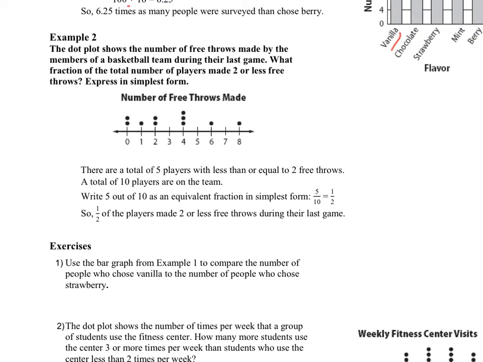Example 2. The dot plot shows a number of free throws made by members on a basketball team during their last game. What fraction of the total number of players made 2 or less free throws? Okay, 2 or less is going to have some big meaning right there. Does that include 2? Yes. So it's going to include 2, so it's going to include all of this right here. So 1, 2, 3, 4, 5. So 5 of the players made 2 or less free throws. So 5 out of 10 players. So half of the players made 2 or less free throws.